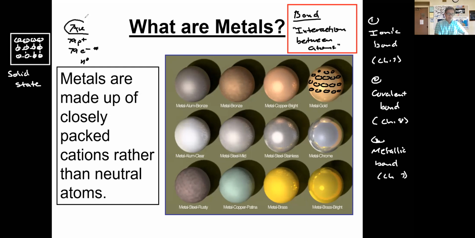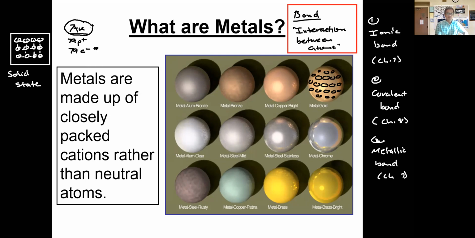Elemental gold is a neutral atom. Can gold become an ion? Yes, we saw it can. It can lose an electron in its 6s orbital to become the gold ion, and we saw that happen. But this is elemental gold. This piece of gold right here is elemental gold, which means it has 79 protons and 79 electrons. It is not an ion.